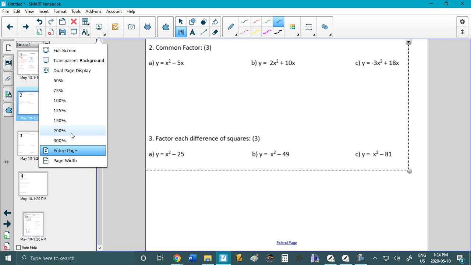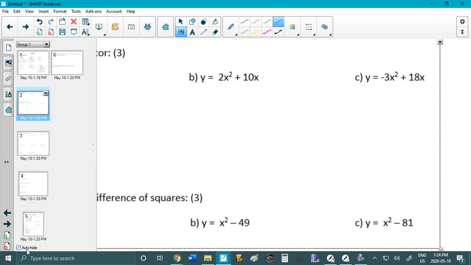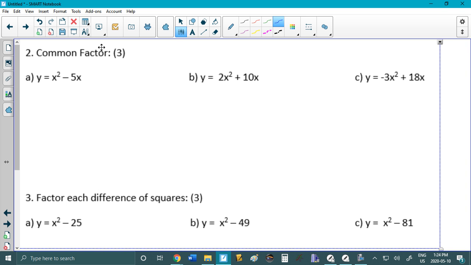Number 2 is common factoring. So when I ask you to common factor, I basically mean tell me what you can get out of both terms. So the first one here, we have y equals x squared minus 5x. So I can take an x out of both. And remember, we're dividing. So if I take x out of x squared by dividing, I'm left with x. And if I take an x out of negative 5x, I'm left with negative 5.